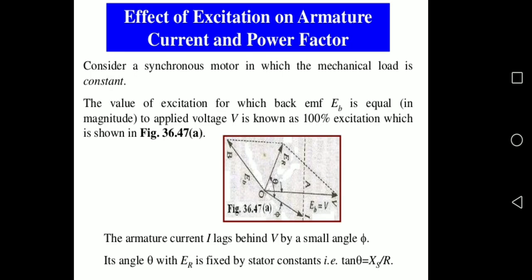See, observe in 36.47 that it is the angle theta. Theta is an internal angle, and tan theta equal to XS by R. ER is fixed by the standard constants, that is, tan theta equal to XS by R.